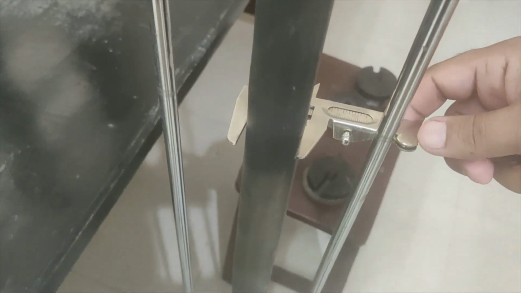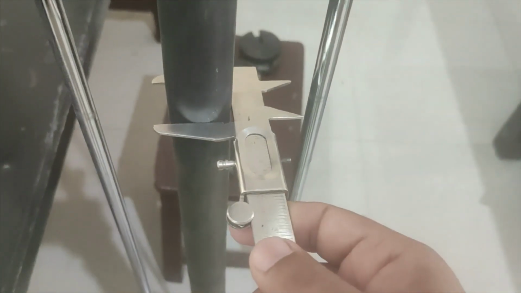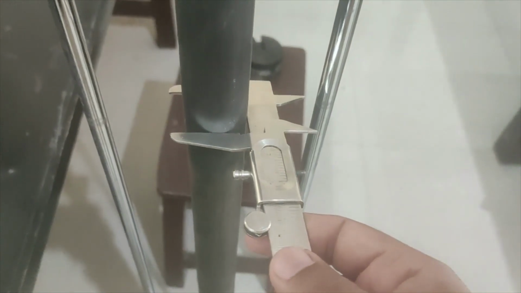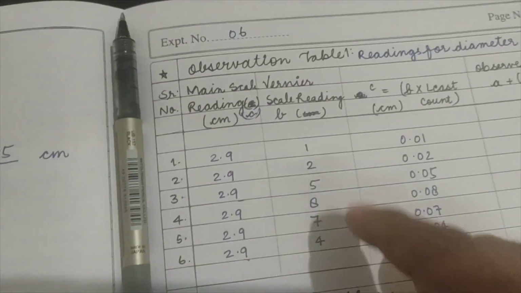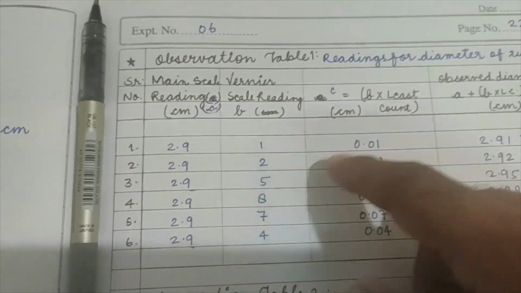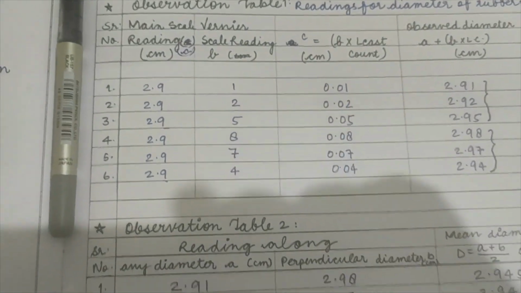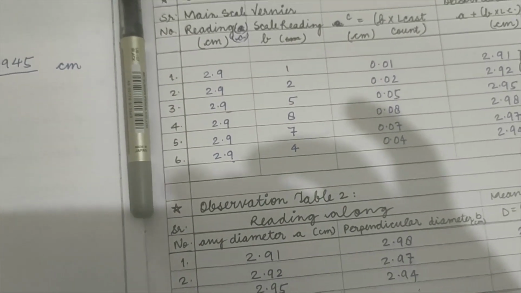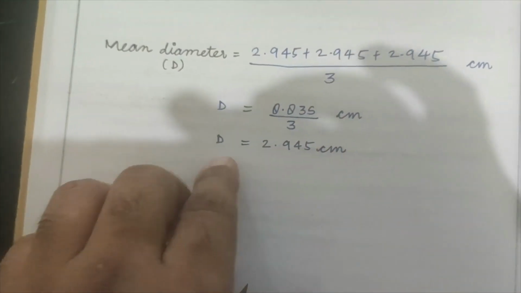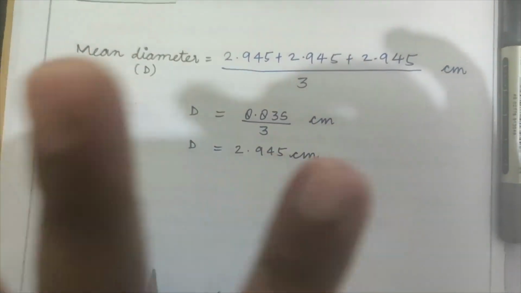So at one place we'll take any direction reading, and then at the same place we'll take the direction perpendicular to that. You take one reading at this end, one reading at the middle, and one reading at the end of the tube, so that you cover all the length, and you note down the main scale reading, vernier scale reading, and find the total reading. So this is how you find the diameter of the rubber tube, which ultimately comes in our case to 2.945.